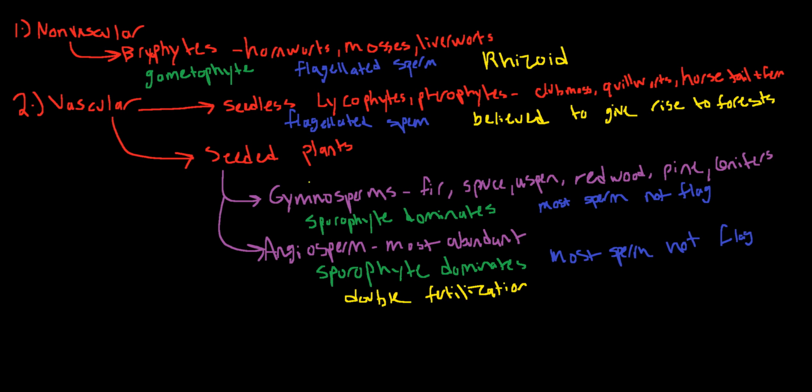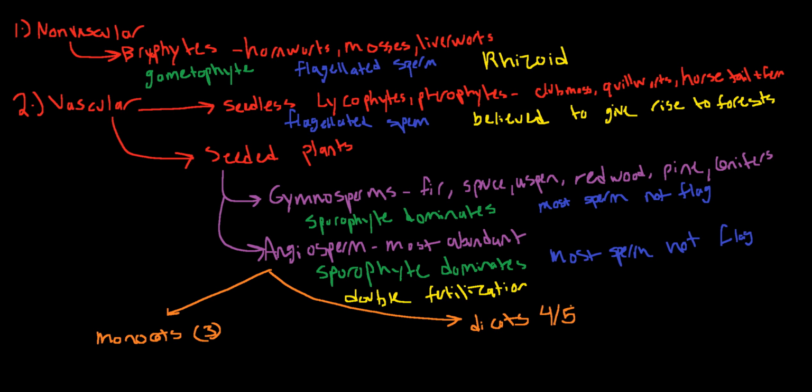Angiosperms can actually be broken down into two more groups. We have the monocots, and we have our dicots. You'll notice here I wrote 3, and here I wrote 4 and 5. This is what's called the cotyledon number.